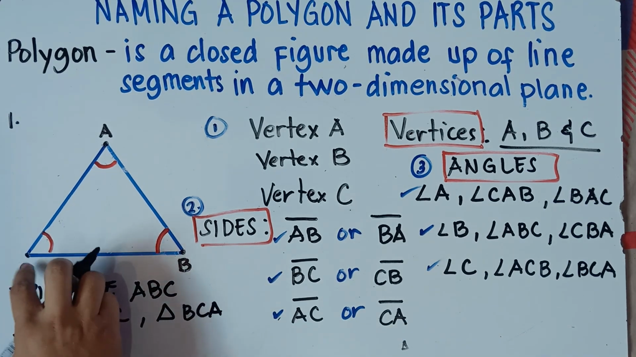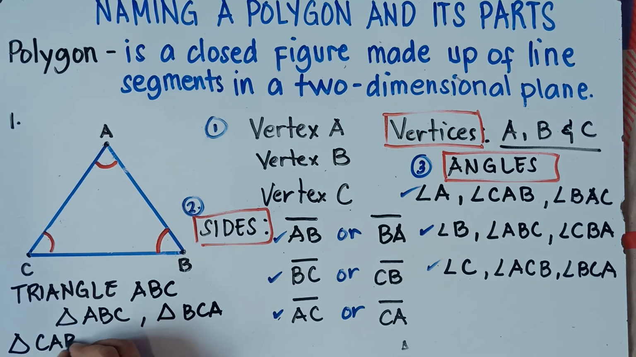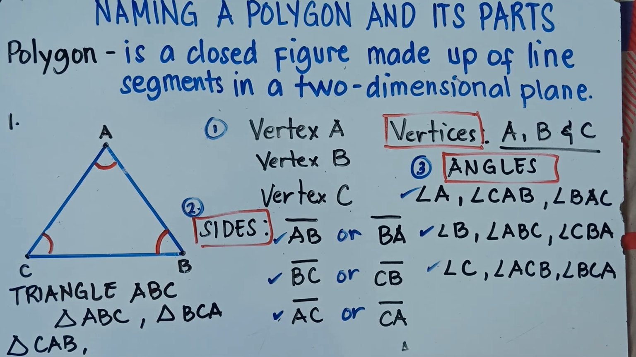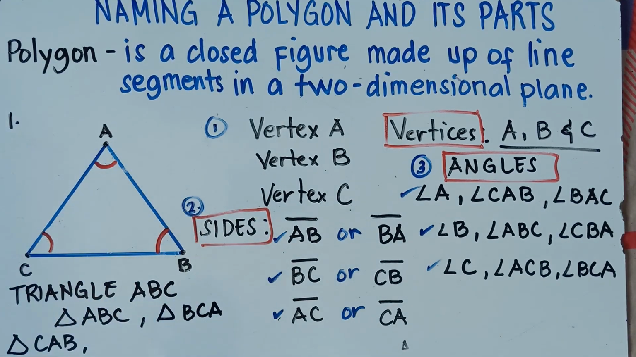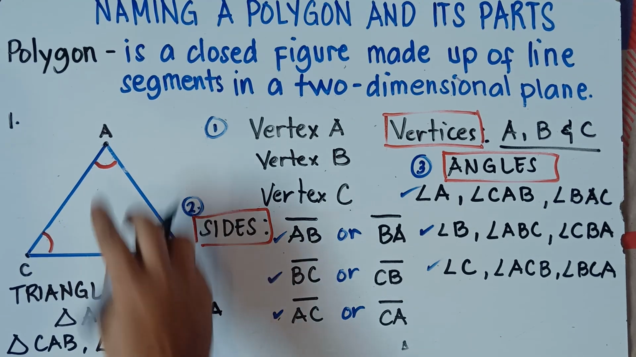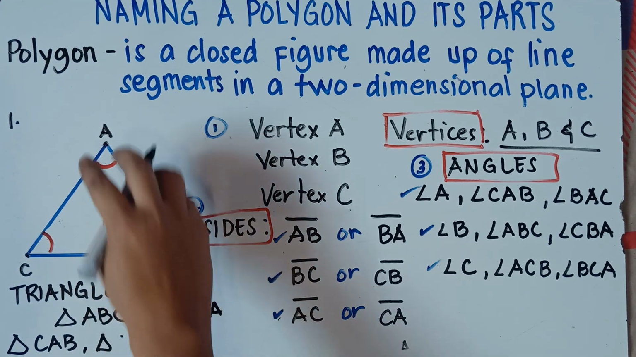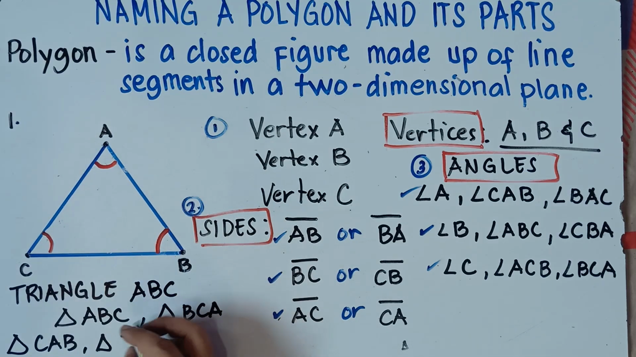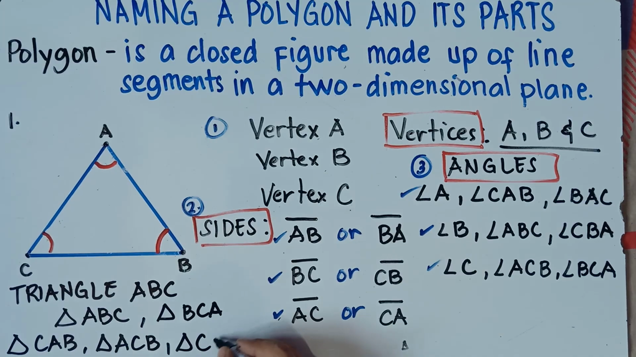Alright, what else, class? Can we read this one as triangle ACB? Check, class, do we have it here? Yup, we can read that one, triangle ACB. Let's have counterclockwise. What else, class? Can we read this one as CBA? Do we have CBA here? Yup, we can read that one. What else, class? Can we read this one as BAC? Yup, we can read that one, triangle BAC.